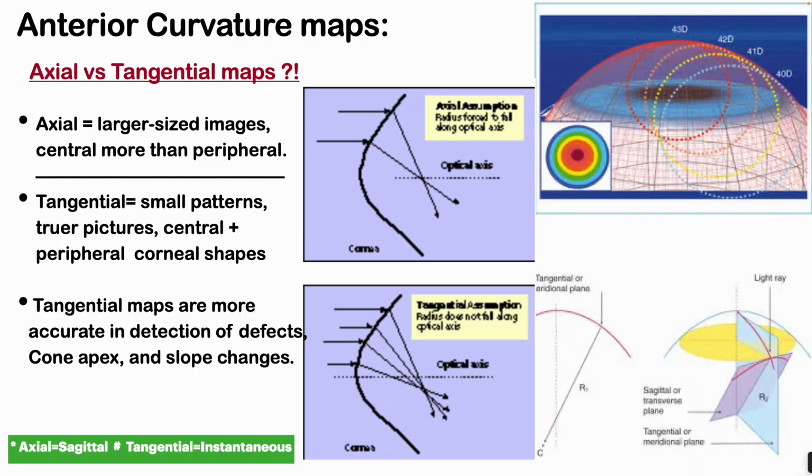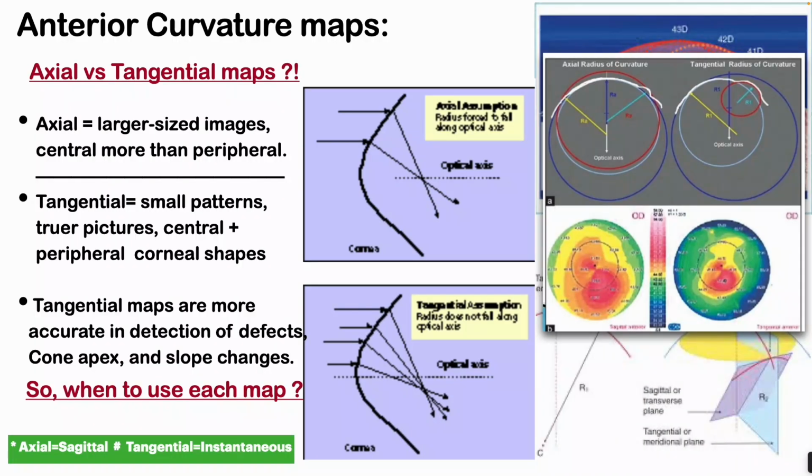So the tangential anterior curvature map is more accurate than the axial curvature map. And also it's studying a wider part of the anterior surface. So it's more accurate and more trustable.